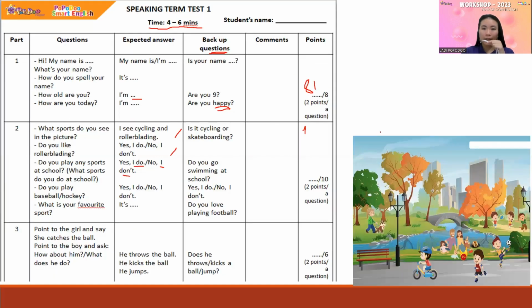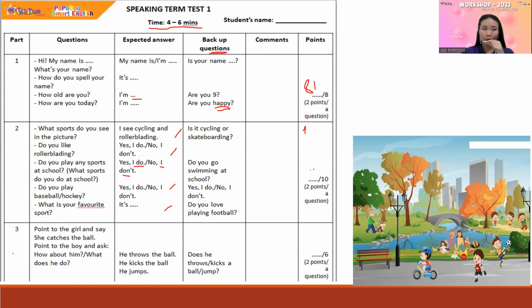And you need to sum the points here. For example, after this one and this, you have to give the point here. If they do really well, you give 10, 9, or 8, depending on their performance. And I will remind you one more time about the backup questions here. For example, if you ask what is your favorite sport and they cannot answer it, you need to ask them, do you love playing football? Do you love playing volleyball? So the student can answer, and then you guide them to answer, my favorite sport is, and they have to repeat. And then you will get the points at this column.